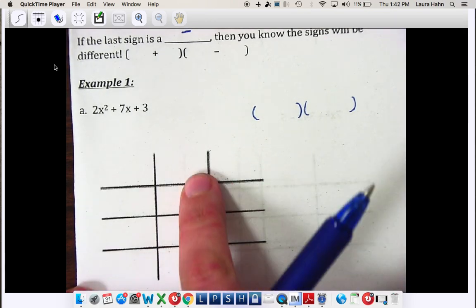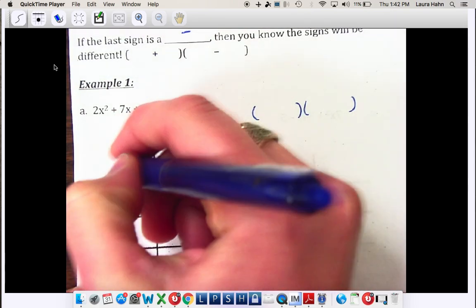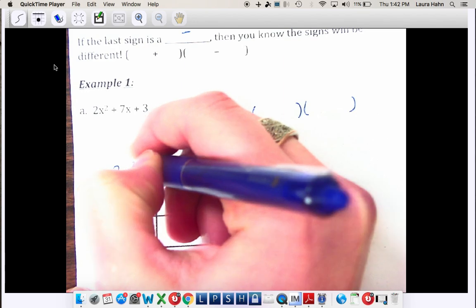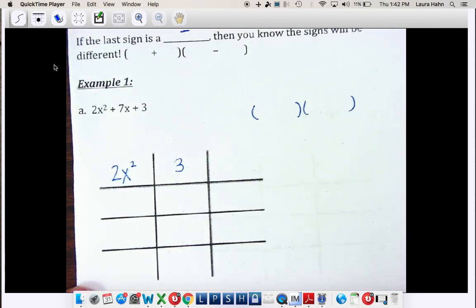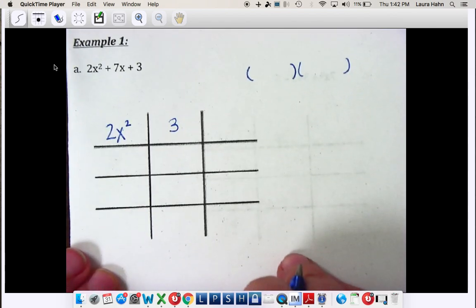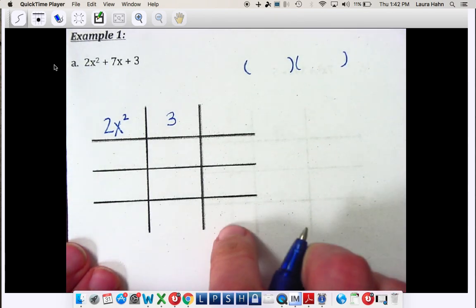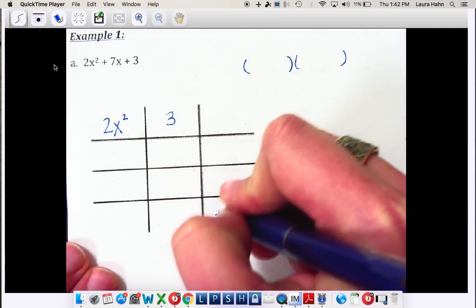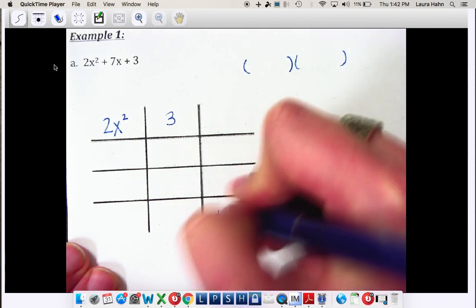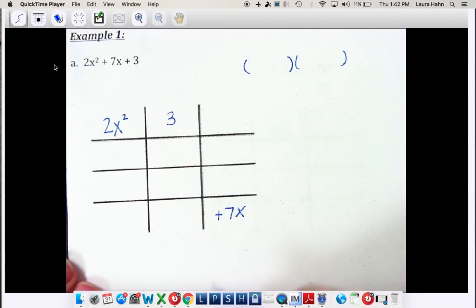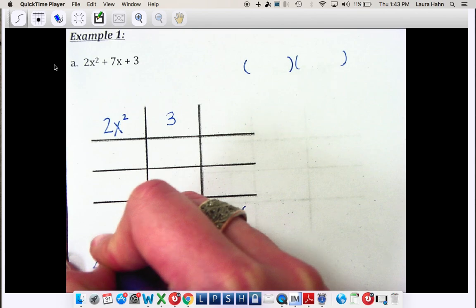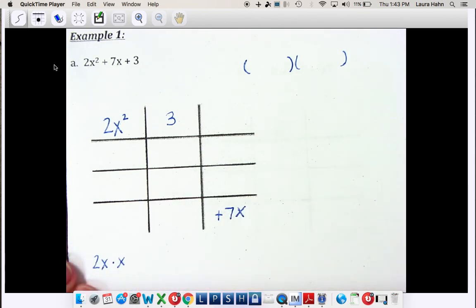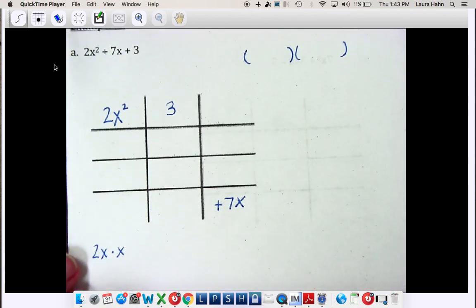So the reason I have this set up here is because I want this first term to go right here. I want my last term to go right beside it. And then I want my middle term, including the sign, to go in this box right here. So that plus 7x goes here. Okay, down underneath, I want to find my factors of 2x squared. So what times what can give me 2x squared? 2x times x. It's pretty much my only option.